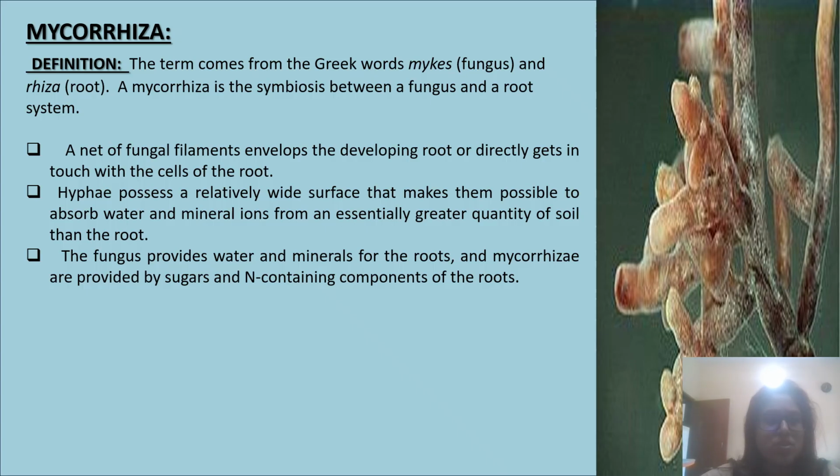Next, description of the mycorrhiza. A net of fungal filaments envelops the developing roots or directly gets in touch with the cells of the root. Hyphae possess a relatively wide surface that makes it possible to absorb water and mineral ions from an essentially greater quantity of soil than the roots. The fungus provides water and minerals for the roots, and the mycorrhiza is provided with sugars and N-containing components by the roots. N-containing components means nitrogen-containing components.